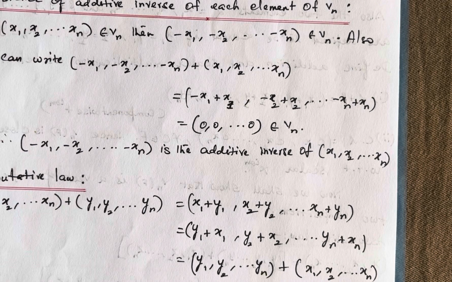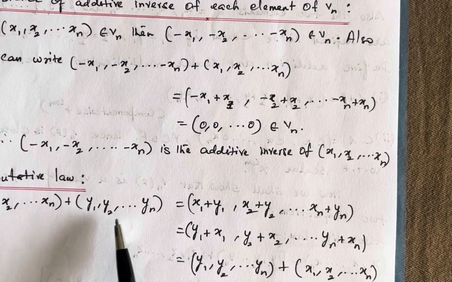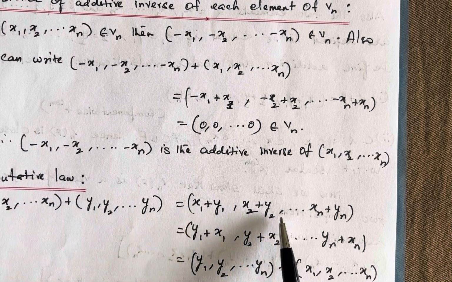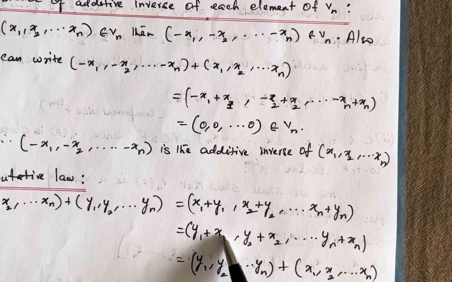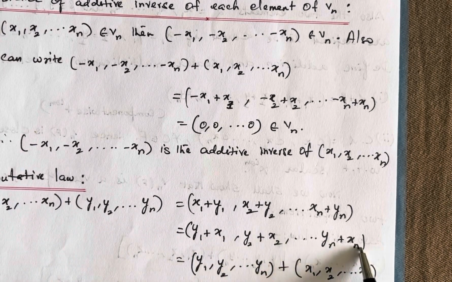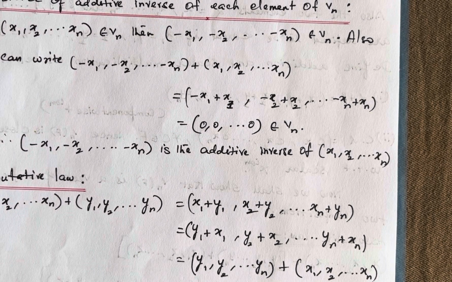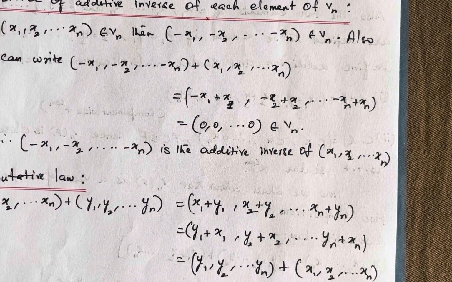So the commutative law: you take any two tuples, x1, x2, etc., xn plus y1, y2, etc., yn, then adding gives x1 plus y1, x2 plus y2, xn plus yn. We can write it as y1 plus x1, y2 plus x2, etc., yn plus xn, because addition is always commutative, either way: 4 plus 3, 3 plus 4, it gives 7 only. So the same principle we are applying here. Instead of writing x1 plus y1, I can write it as y1 plus x1 and y2 plus x2, etc., yn plus xn.